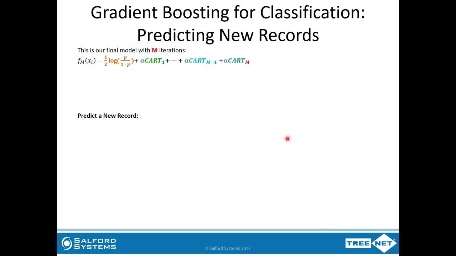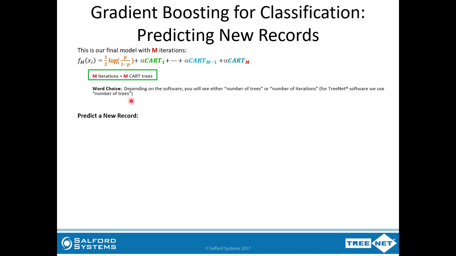Okay, so how do we predict new records in gradient boosting for classification? Well, this is our final model after m iterations. Note here that m iterations corresponds to m CART trees, so that's something important to keep in mind. Now, depending on the software that you use, you're either going to see number of trees or number of iterations. For TreeNet software, we actually just use number of trees. So predicted values in a gradient boosted tree for classification come in two forms. One is the 1/2 log odds, and the other is probabilities.